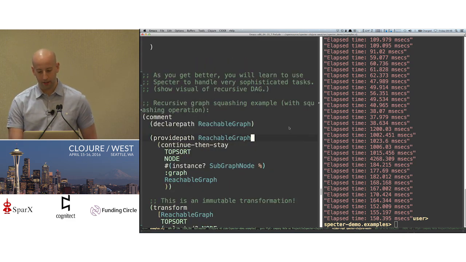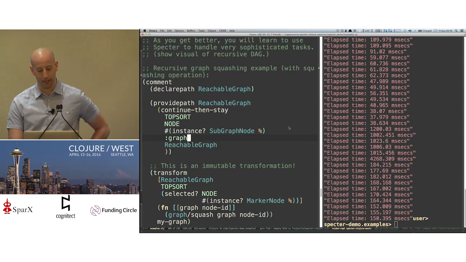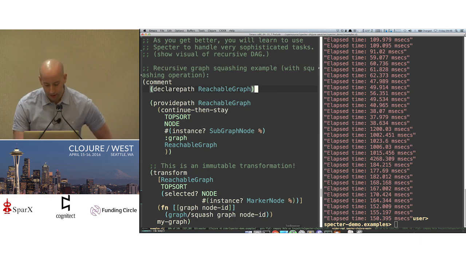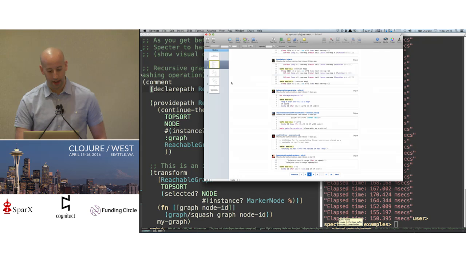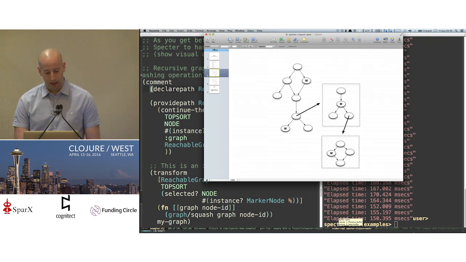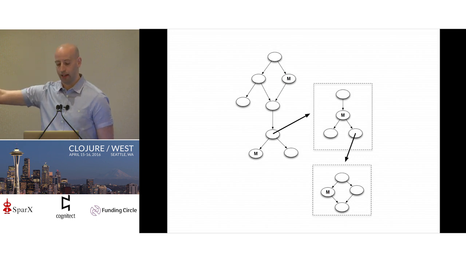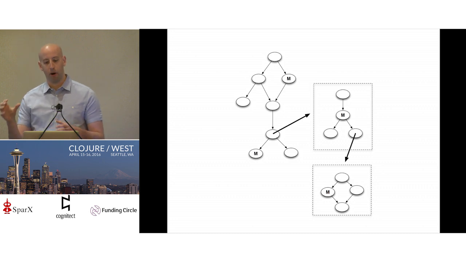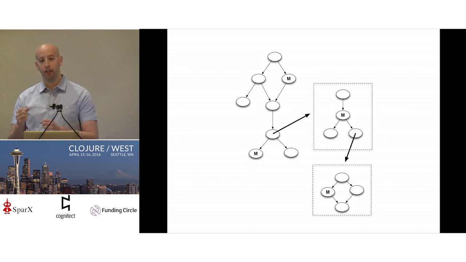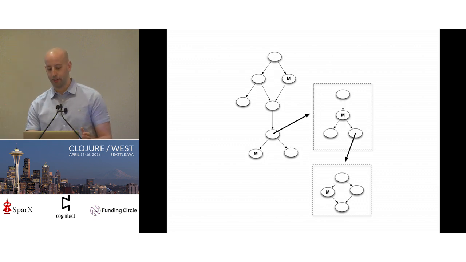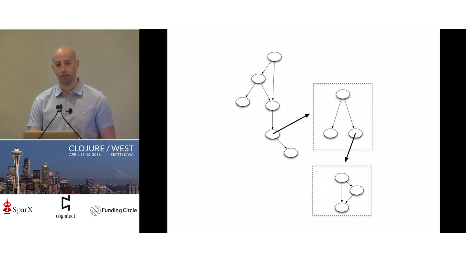All right, let me show one more example. I'll try to get through it quickly. This is a relatively new feature of Specter, which is recursive navigation. This is a real use case that I had to build for what I've been working on. I have these DAGs, and some nodes can have DAGs within them. The operation I need to do is take nodes of a certain type, which I call marker nodes, and remove them from the graph, and take the children of those nodes and attach them to what the parent of those nodes was. So the transformation looks like this. It's a recursive transformation.